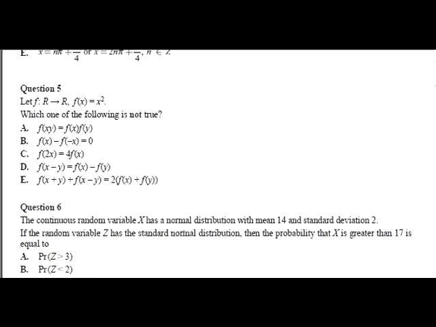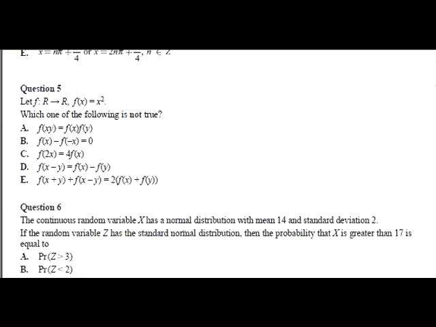Let's get going again. 5. Okay, so here you're asking which one of the following is not true. When you have one of these, there's no real way of going about it. I mean, you can't just go, this one is not true, unless one of them is immediately obvious to you. If it's not obvious to you, eliminate the easy options first. The easy ones look like A, B, and C.